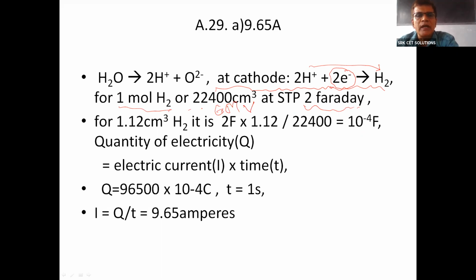If it is 1 mole hydrogen, it is so many cc. But what is produced here is 1.12 cc. Find out the quantity of electricity for that. So for 1.12 cc, the quantity of electricity is 10 to the minus 4 Faraday. Then convert that quantity of electricity to electric current. So the electric current I is 9.65 amperes. So that is the answer.